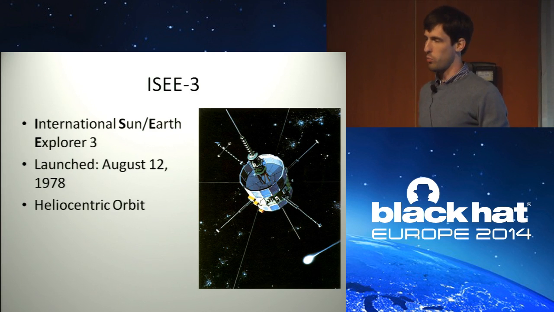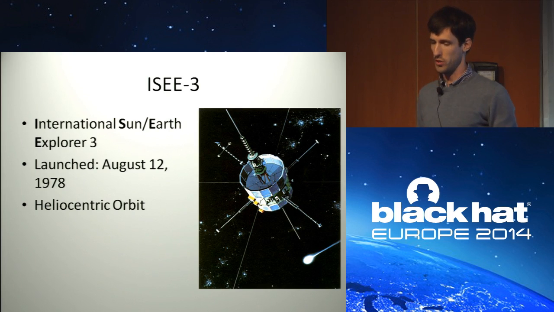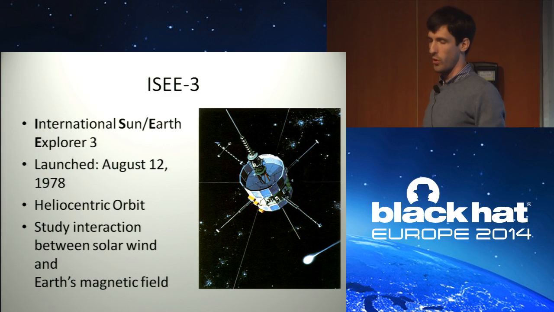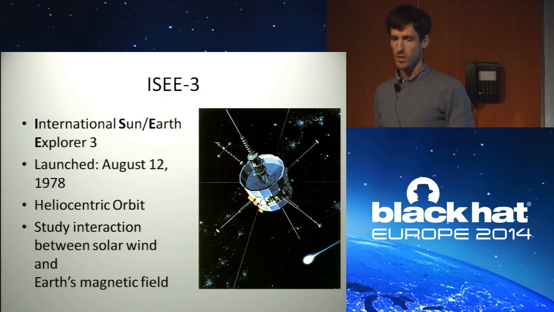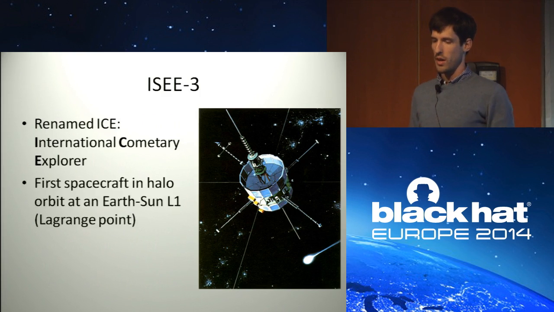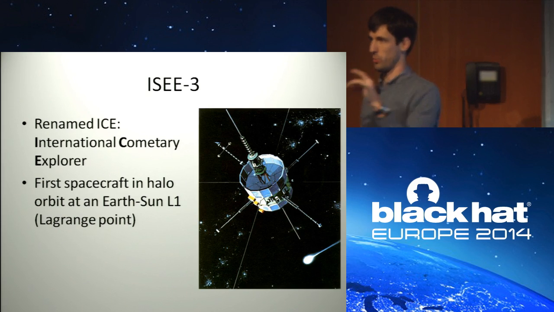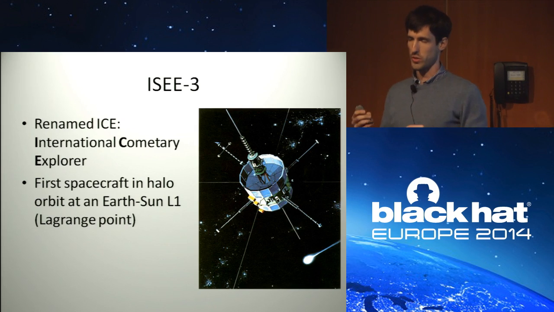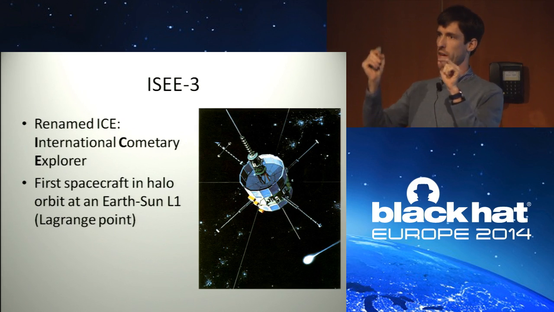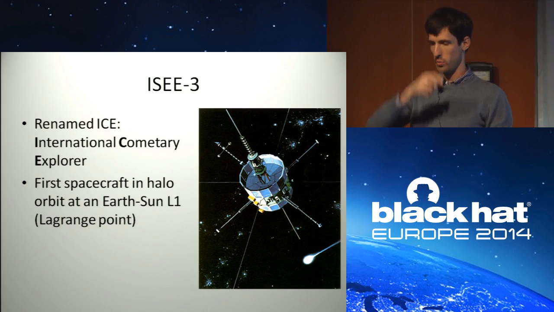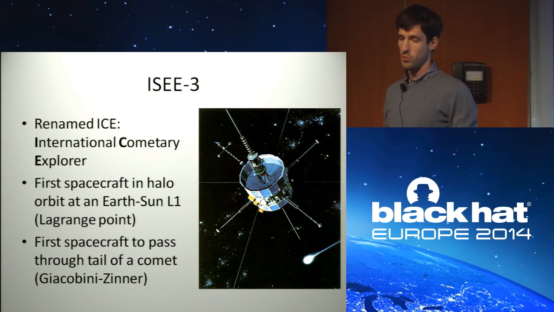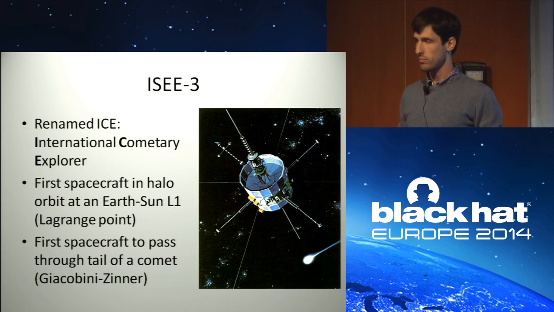It was one of the first space probes to be put into certain orbits. It was put into a heliocentric orbit around the sun, and it was created to study the interaction between the solar wind and the Earth's magnetic field. It had some firsts. It was the first one in this halo orbit at this L1 Lagrange point. It's a special point between the sun and the Earth where the gravitational forces are such that the probe will get drawn along as the Earth orbits the sun. And it was also the first probe to pass through the tail of a comet.